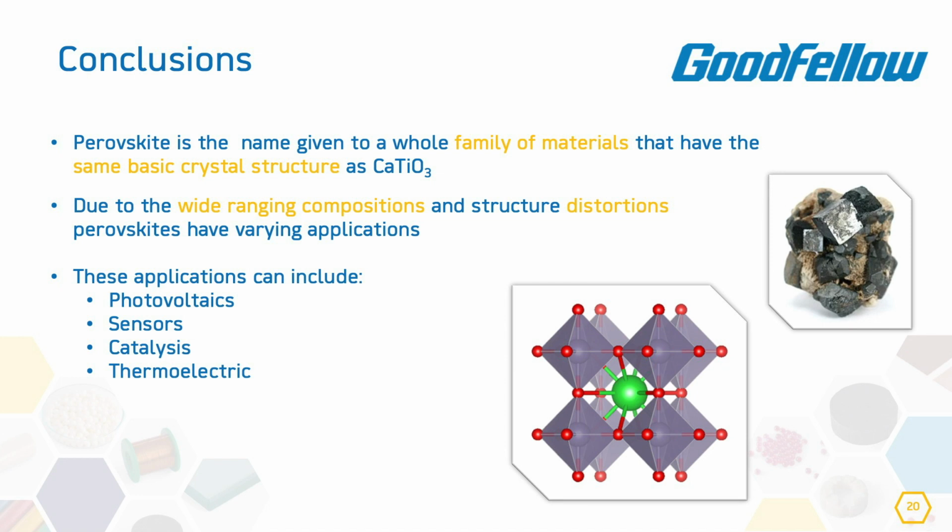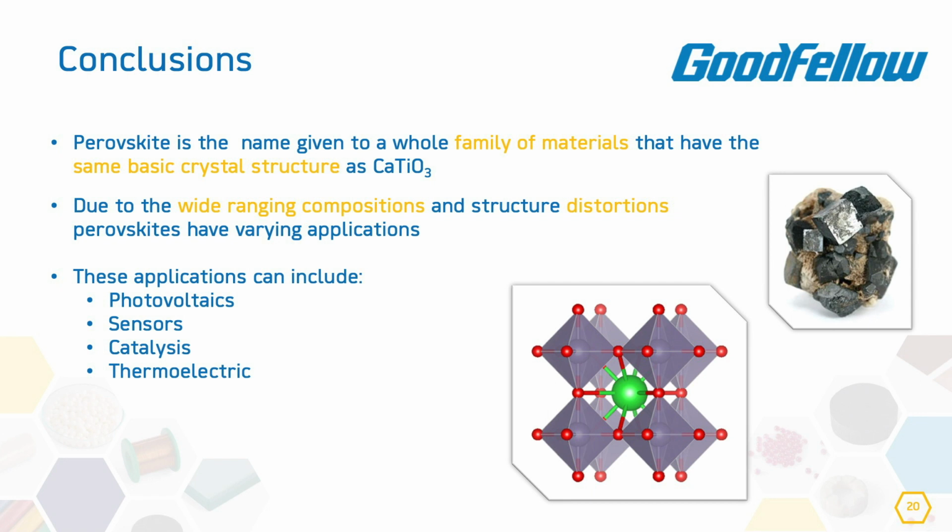So now, to conclude, perovskite is the name given to a whole family of materials that have the same basic crystal structure as calcium titanate. These perovskites include things such as strontium titanate, lead titanate, and the list goes on. They have remarkable compositional variety on the A, B, and C sites. And it's this wide-ranging composition and then the structural distortions that happen that give perovskites their wide-ranging applications. And these applications can include things such as photovoltaics, as I described, sensors, catalysis, and thermoelectrics.